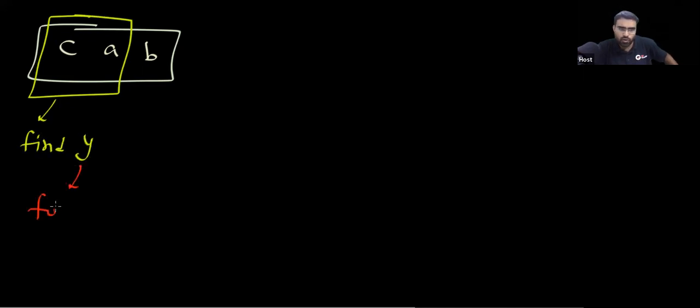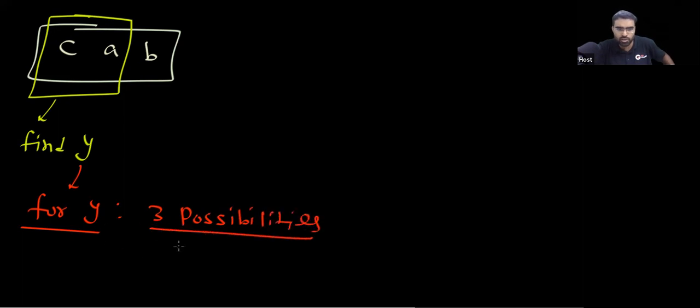Remember, this is your string CAB. In this entire string, your y must be in this area. For this y, there are 3 possibilities, only 3 possibilities. What are those 3 possibilities?